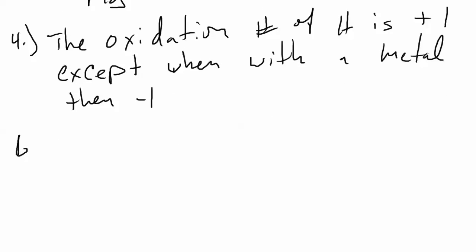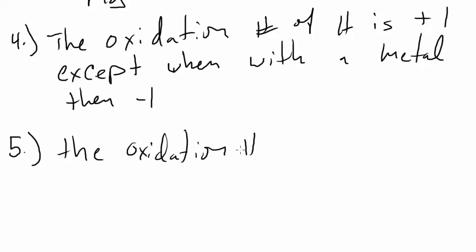So this is rule number 5 now. The oxidation number of oxygen when it's in a compound, again, remember, if it's by itself, it's 0. So oxygen is -2.